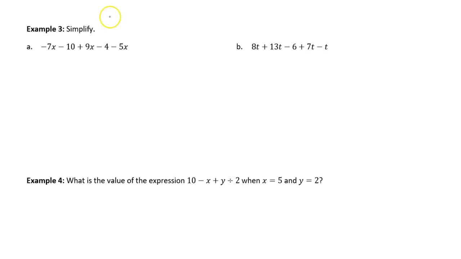So when we say something like combine like terms, we're saying we can only add or subtract things that look the same. So in this case, what parts of my expression look the same? Well, this negative 7x, this plus 9x, and this minus 5x all have an x attached to them. So that's why I'm going to combine those like terms. They both have just x by themselves. There's no powers to them, right? There's not x squared, x to the third. It's just an x value by itself, and that's what we call like terms.